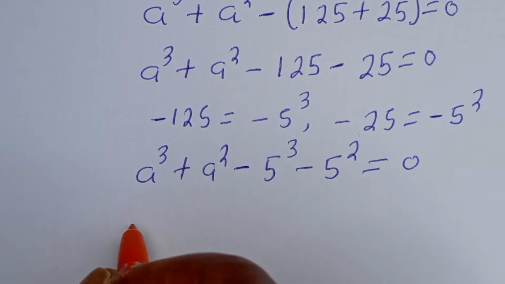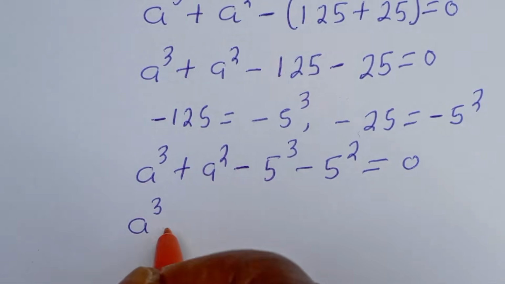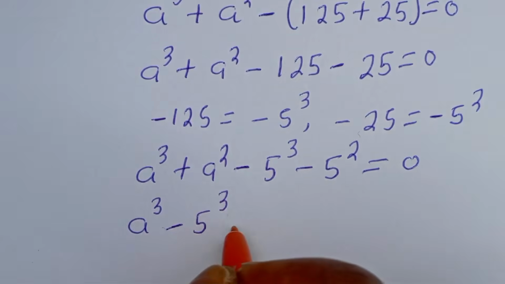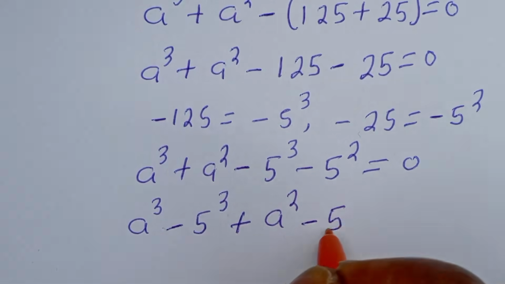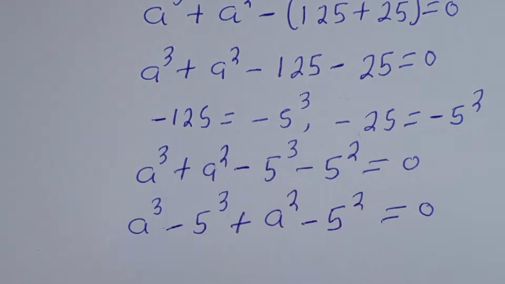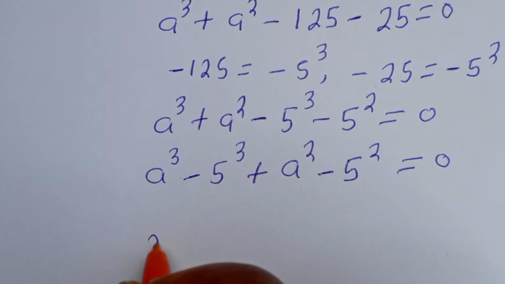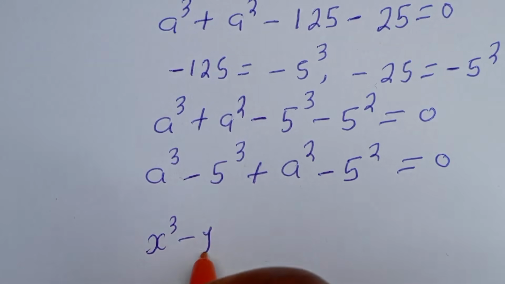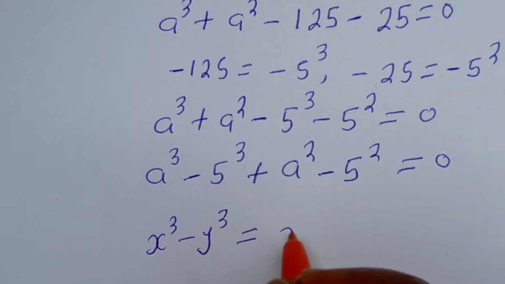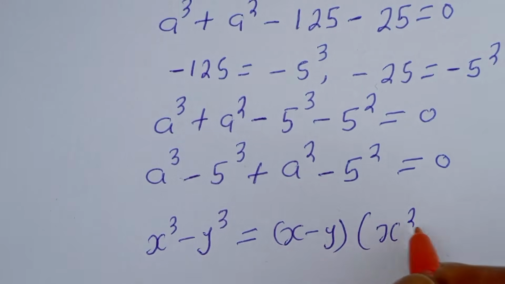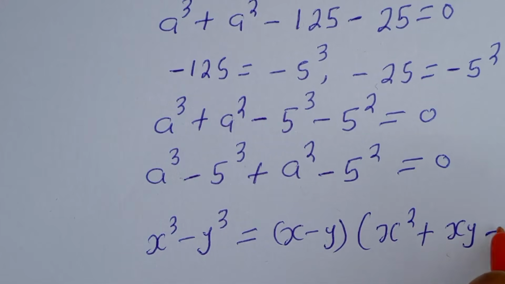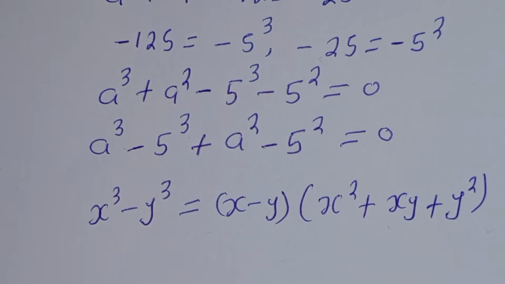Let's compare this. We have a to the power of 3 minus 5 to the power of 3 plus this a square minus this 5 square is equal to 0. Take note of this, that if you have x raised to power 3 minus y to the power of 3, this is equal to x minus y bracket x square plus xy plus y square.